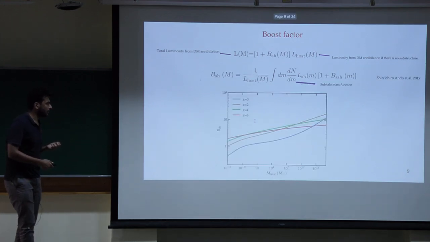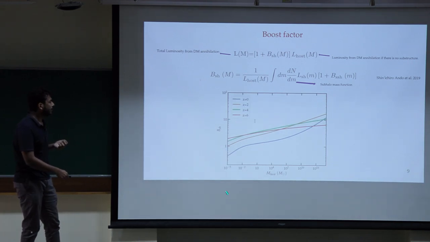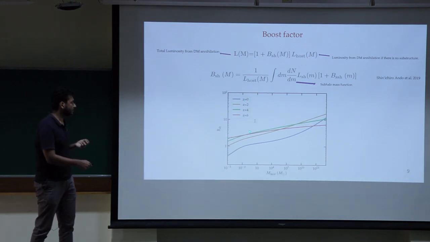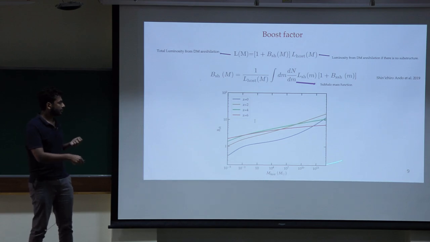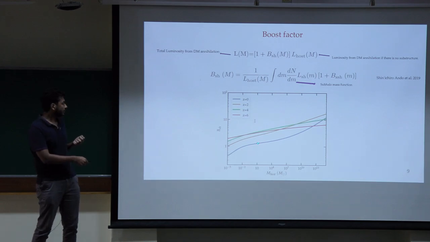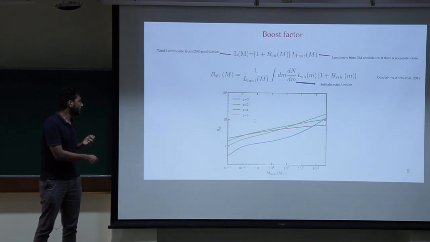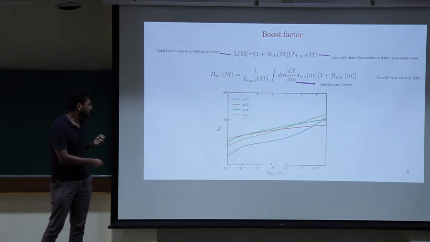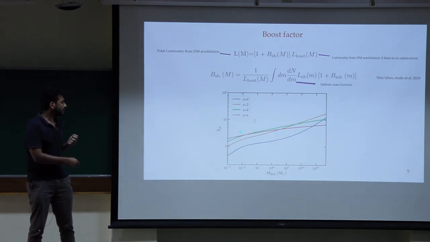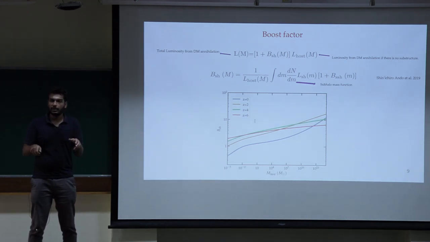You can see this in this plot. What you see here is the boost factor as a function of host halo mass at different redshifts, so z equal to 0 or z equal to 6. Let's say this is the line for z equal to 6. One of the things you can notice from this plot is that at these lower masses of subhalos, the boost factor is consistently going down as you go further in time. So z equal to 6 is here, z equal to 0 is here. This is coming from the fact that these lower mass subhalos are losing their mass to the bigger halo, the host halos.